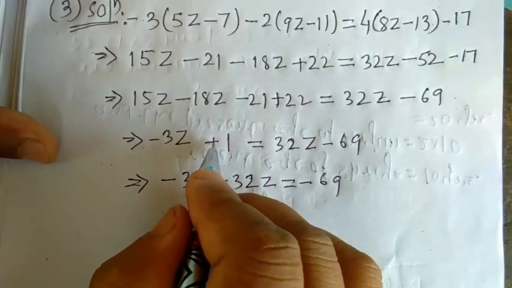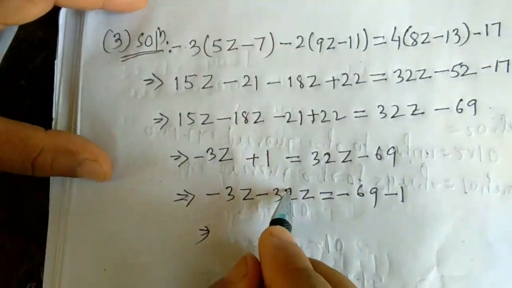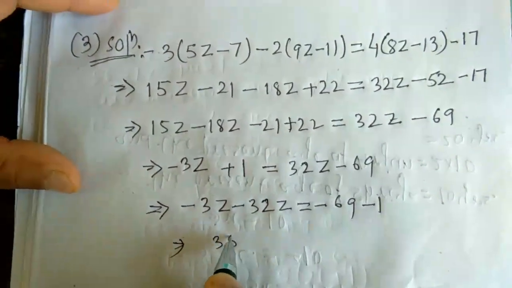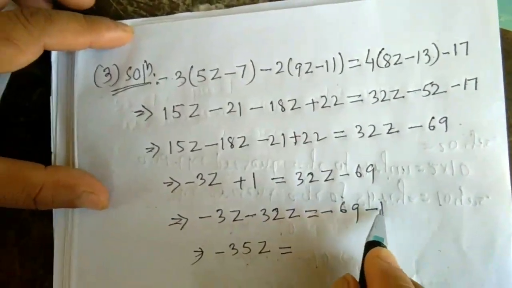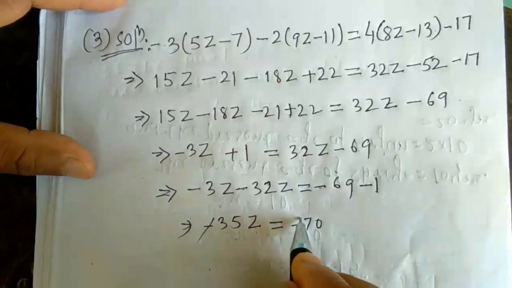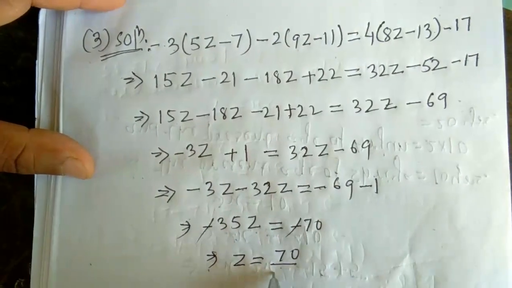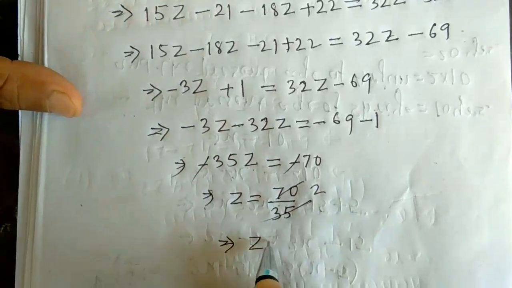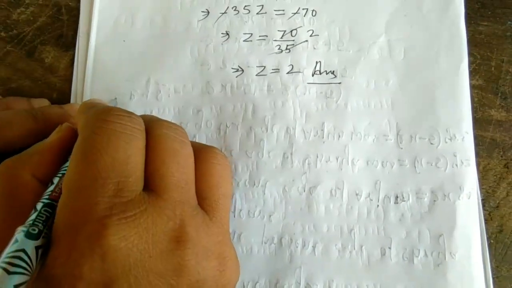This one is positive on the left hand side. If you transfer it to the right, it will become negative. 32 plus 3 is 35z. Both are negative, so negative sign will remain, equal to 69 plus 1, 70. Both are negative, so negative sign will remain. Negative cancels from both the sides. z equals 70 by 35. Okay, 35 into 70, so z equals 2. This is the answer. Alright, so today's last question, question number 4.